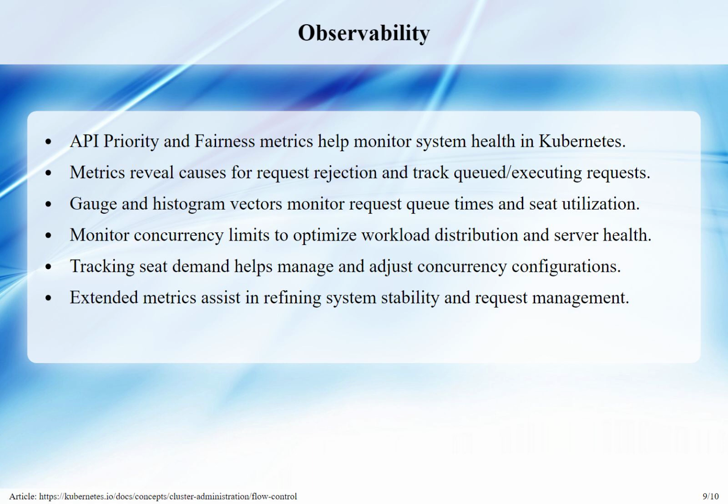Extended metrics for stability. Additional metrics assist in recognizing events where requests could not be dispatched due to concurrency issues, measuring execution times, and analyzing priority level progress. This information allows fine-tuning the system to enhance stability and performance.